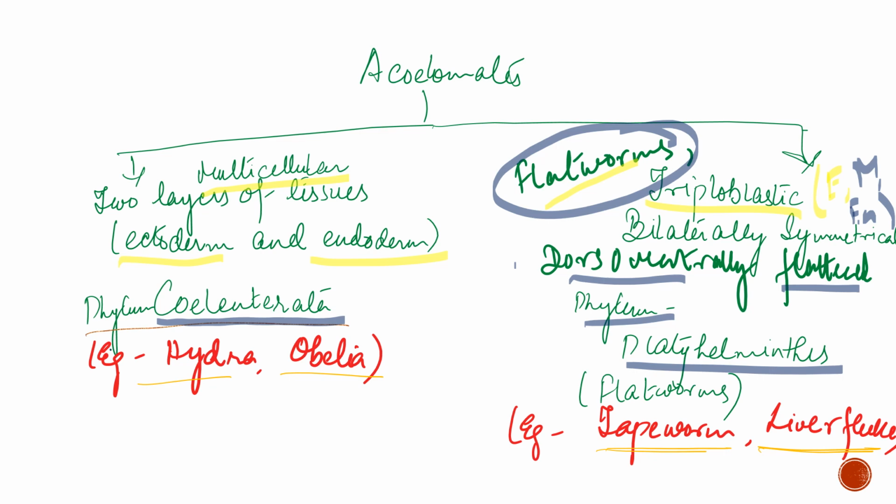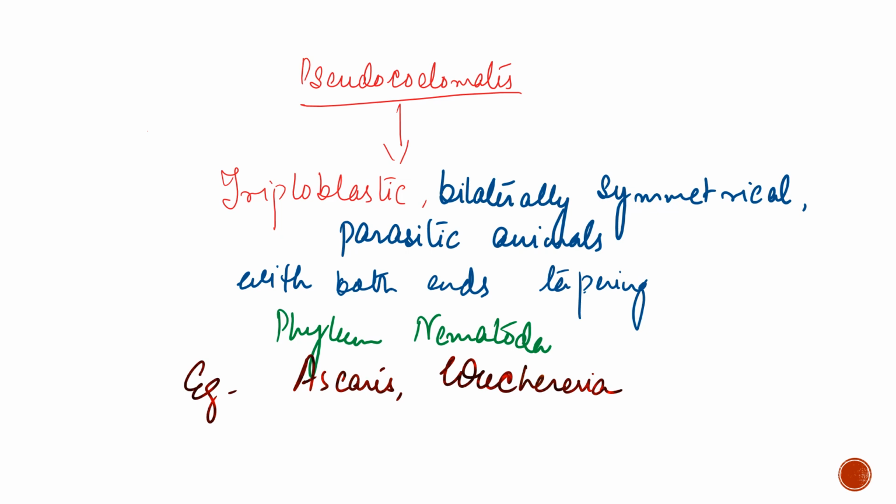Next after acoelomates is the pseudocoelomates. Pseudocoelomates are also triploblastic, and they are bilaterally symmetrical parasitic animals. Parasites means they depend on others for their food, for their living. Bilaterally symmetrical means their body is divided into two similar halves through only one plane, along the middle axis. So dividing the body along the middle axis, they will be divided into equal halves.